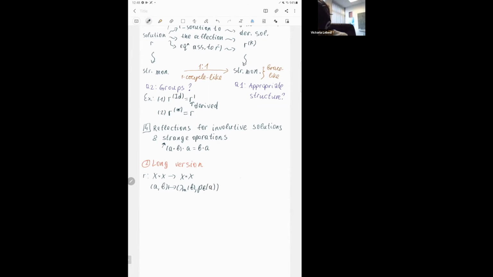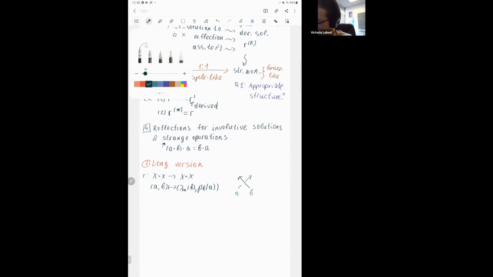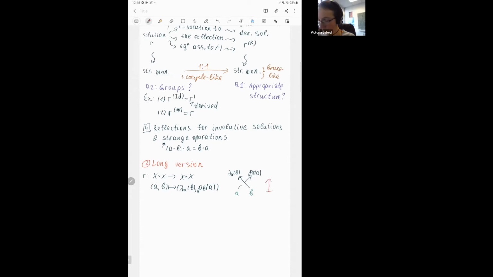And a way to draw this map is just to draw a crossing. So you will have A and B at the bottom, and your lambda A of B and rho B of A at the top. Having this map means that when you have some picture with a crossing, you are able to propagate things from bottom to top.